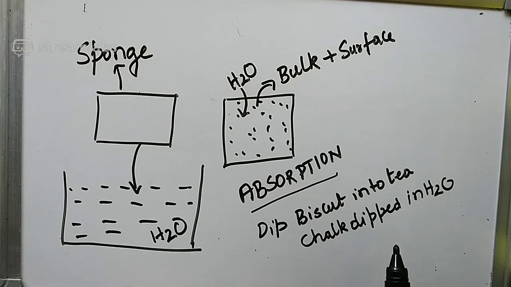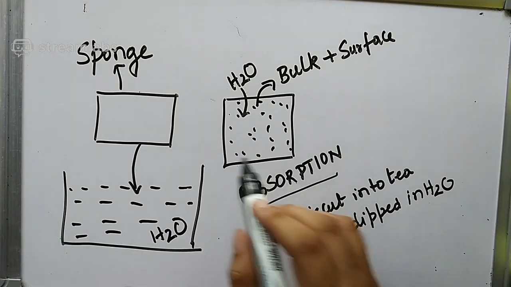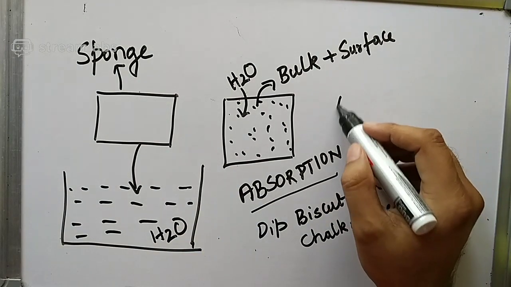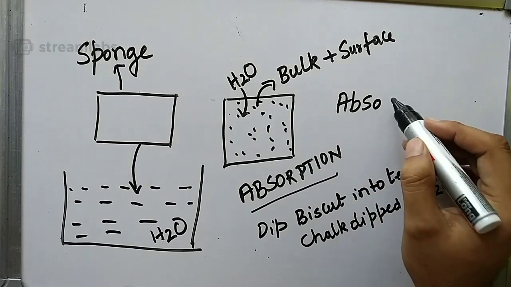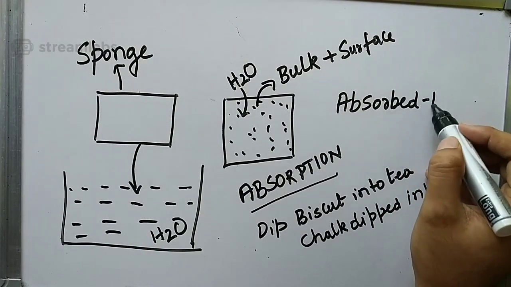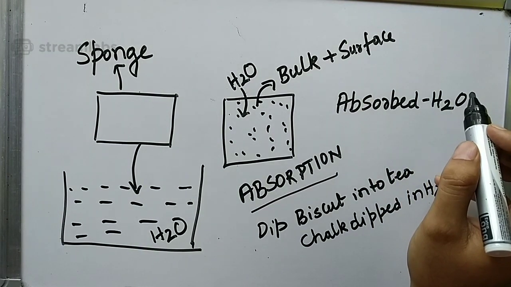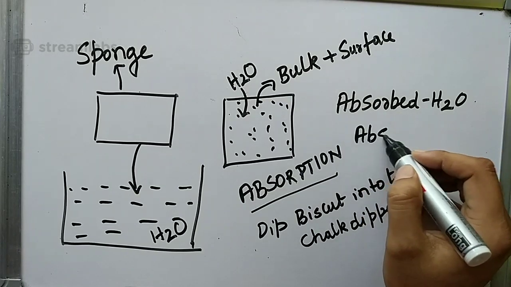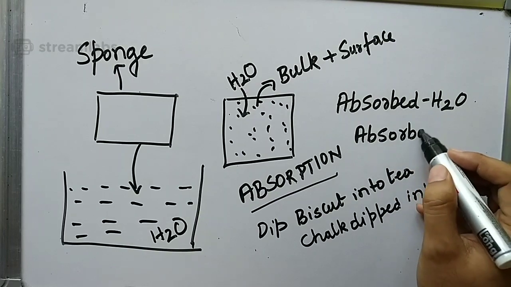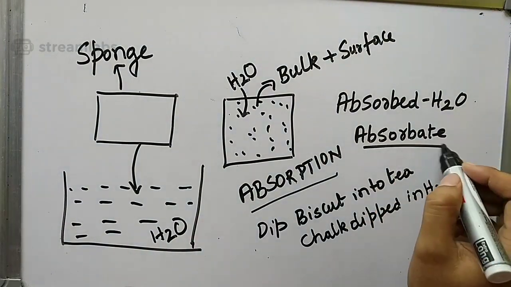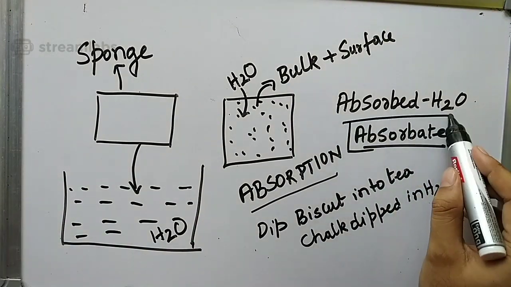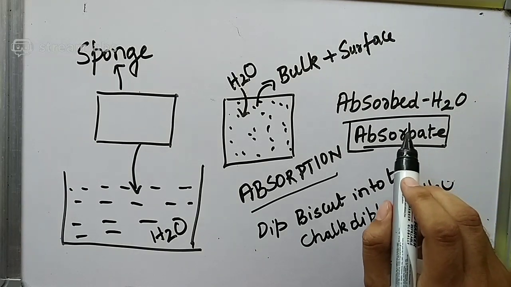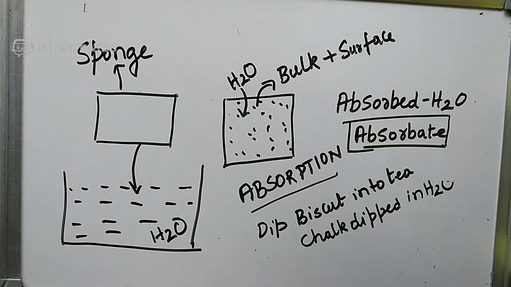Now, the substance which is being absorbed. Tell me, in this example of sponge and water, which is being absorbed? The substance that is being absorbed is water, and we call such a substance absorbate. It is called absorbate. I think this point is clear, students. What is an absorbate? The substance which is getting absorbed into the bulk of a substance is called absorbate.